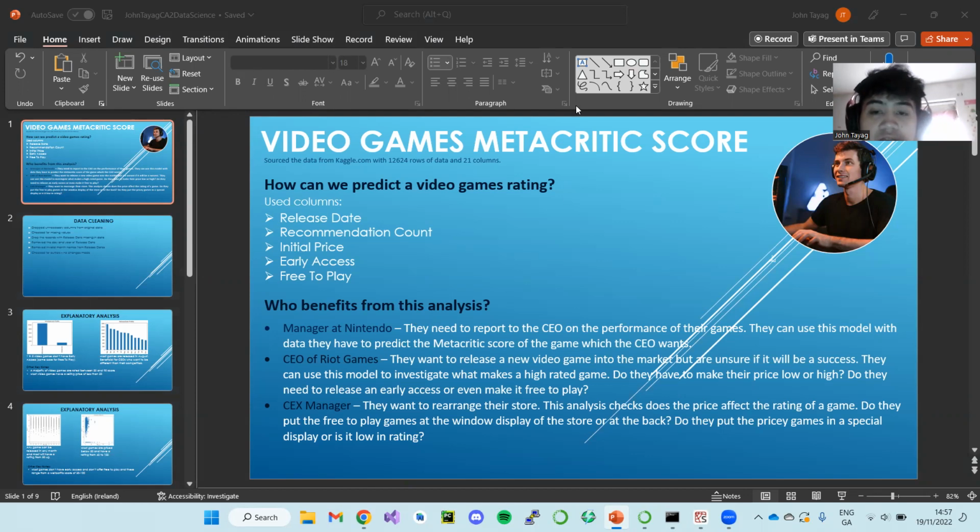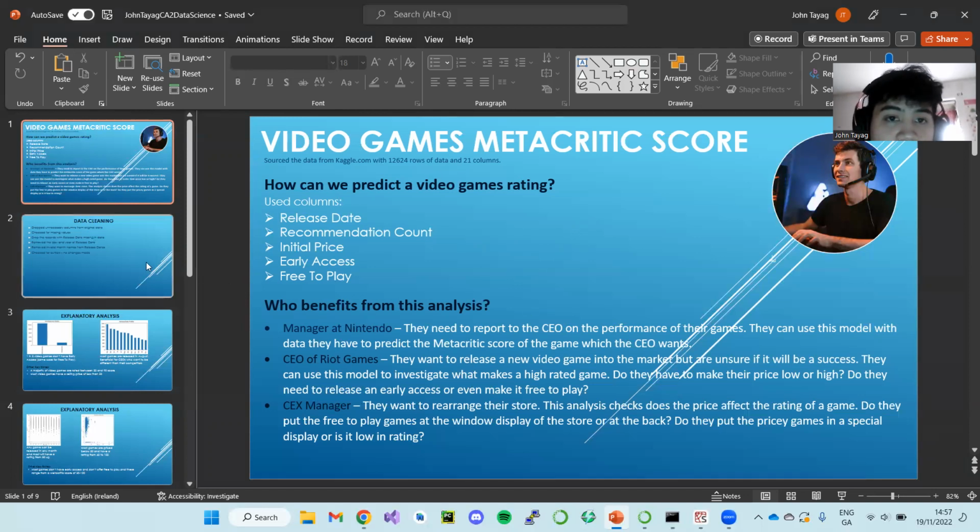They want to release a new video game into the market, but they're unsure if it will be a success. This model shows if low price games are highly rated, or even if it has free to play or does have early access, and this will influence their decision.